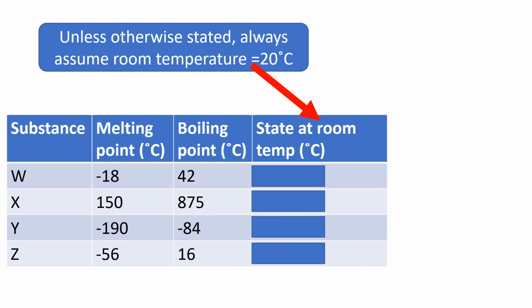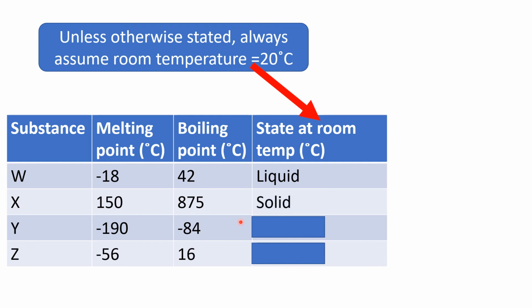Okay, so again, room temperature 20 degrees unless stated otherwise. So substance W, right, so on this number line, 20 degrees, that's minus 18, so I'm going to be past here, but I'm not going to go past here. So it's melted, so it's a liquid, but it's not yet boiled, so it's a liquid, isn't it? Okay, liquid, lovely. So for substance X, it melts at 150. Where's 20 degrees on that number line? Well, it's way back here, isn't it? So it's not even melted yet, so it must be a solid.